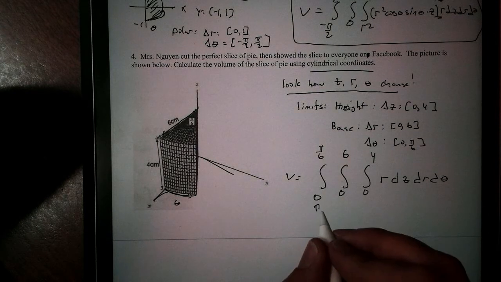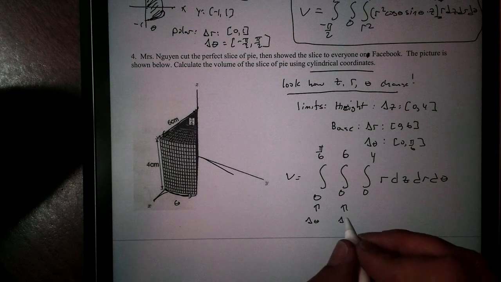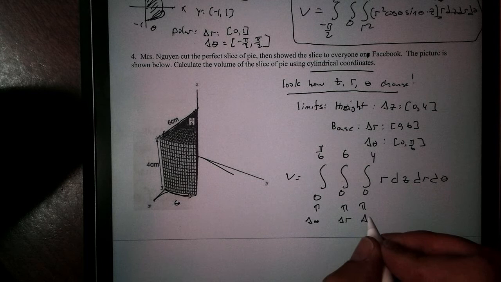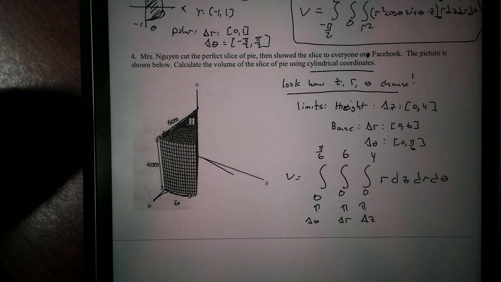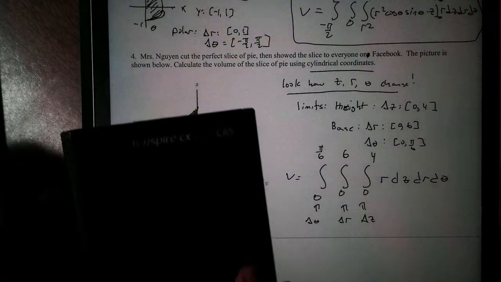Remember this part right here, that's our change in theta. This represents our change in radius. And this is our change in our height, in other words, z right there. And let's practice typing this in our calculator just to see what it gives us.